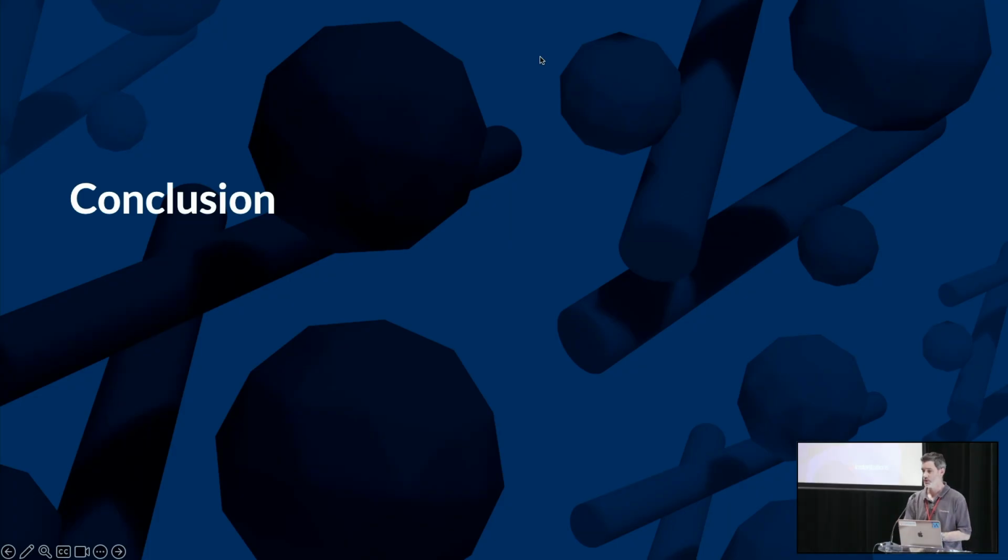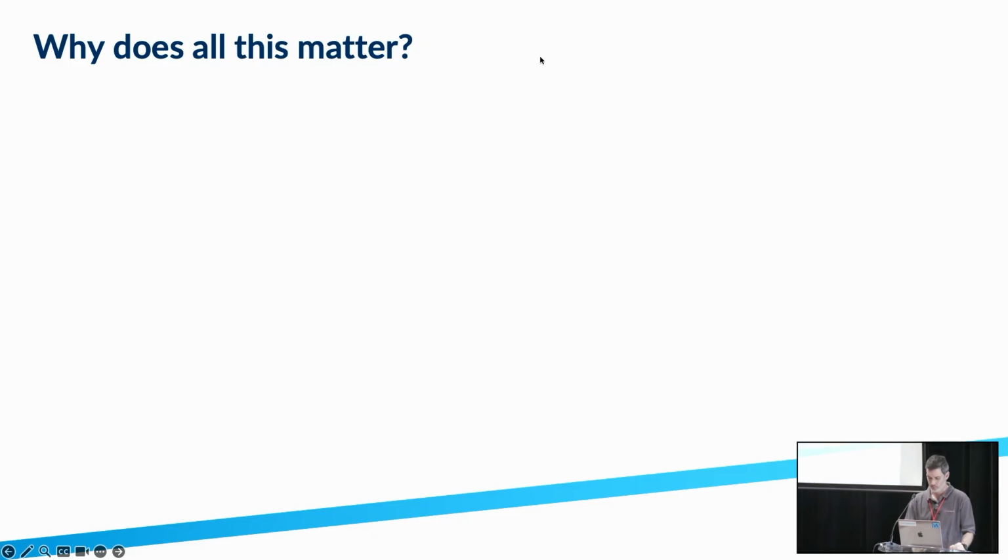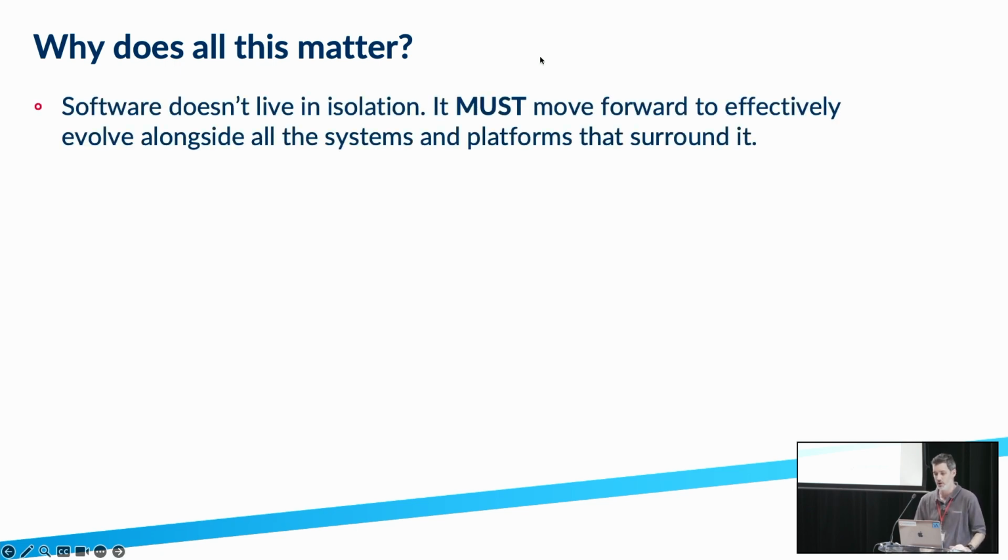Okay, the conclusion. I've been talking for about 20 minutes. So why am I talking about this? Why does this really matter? I think, and someone said this before at ESUG, I don't remember who, that software doesn't live alone. It must evolve and move forward to effectively evolve alongside all of the rest of the systems and platforms that surround VAST. So we need to evolve together.